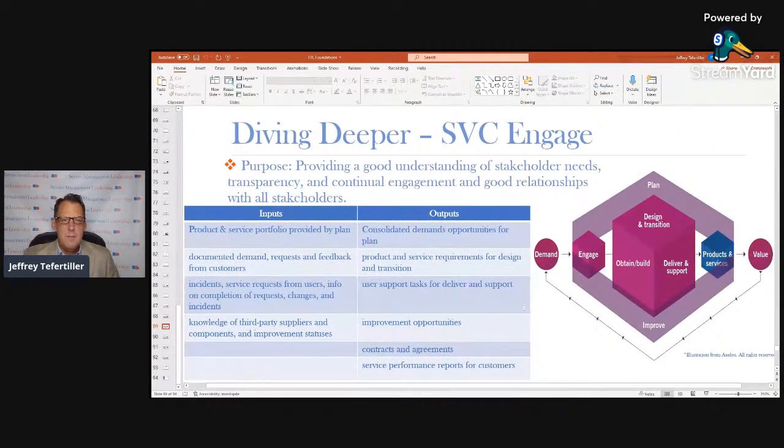All right. The purpose is providing a good understanding of stakeholder needs. And that stakeholder, while it includes those who requested, could also include your risk management, your security, your finance, all the other stakeholders and their needs. And transparency is a big deal, right? So you think about this, engaging in a transparent way is huge.